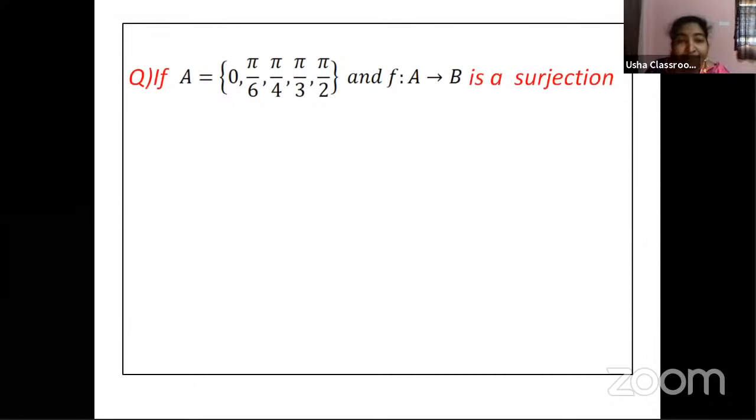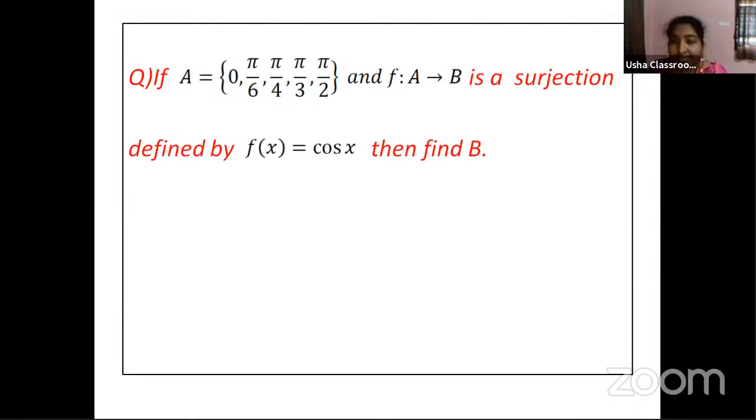If A is equal to {0, pi by 6, pi by 4, pi by 3, and pi by 2}, and f maps A to B is a surjection. Surjection means it is an onto function, right? Defined by f of x is equal to cos x. Then find B. This is your problem.